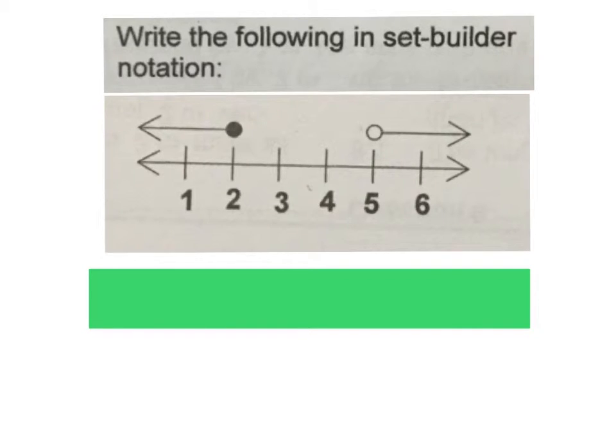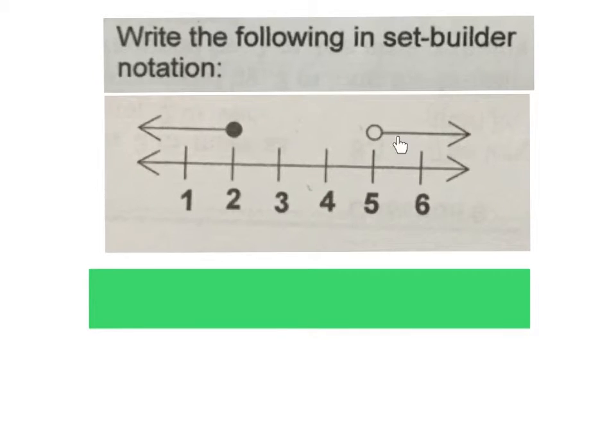The question says, write the following in setbuilder notation. Here are the indicated numbers on a number line, and I'm going to talk you through it. Here it says we want the number 2, including 2, and all the numbers left of 2. We also want the number 5, not including the 5, but everything just on the right hand side of 5.